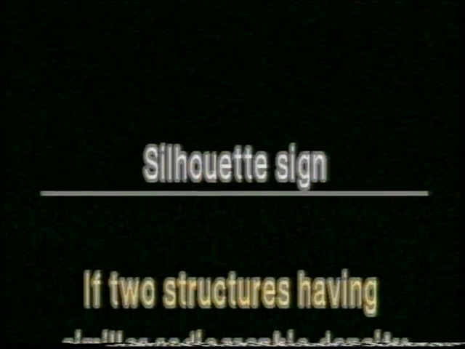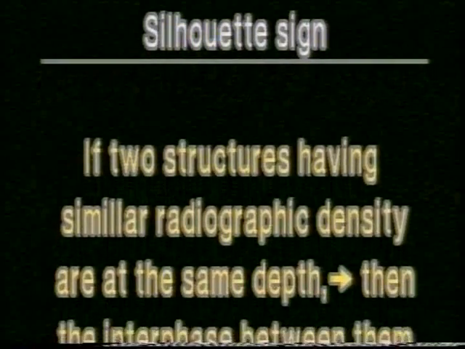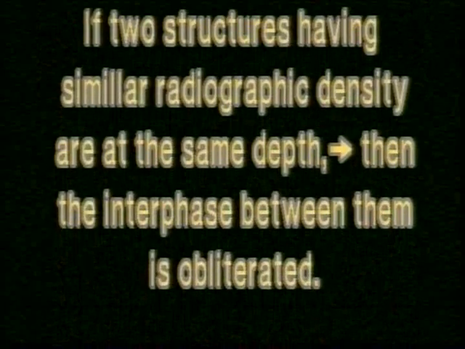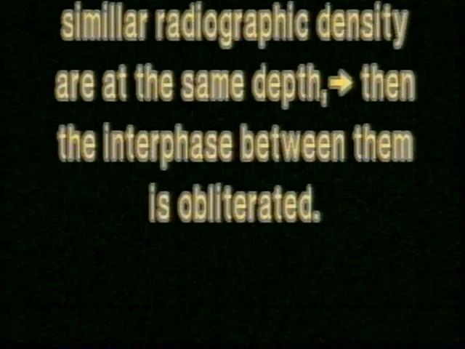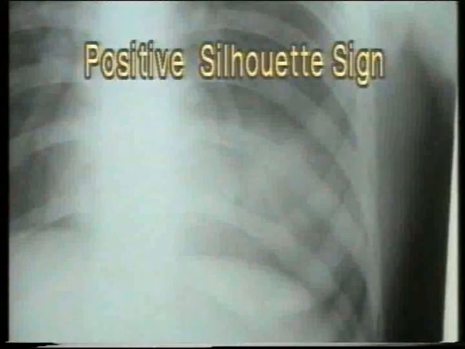One must also know about the silhouette sign to be able to identify the lobe affected. Silhouette sign states that if two structures having similar radiographic densities are in contact with each other, that is at the same depth, then the interface between them is obliterated. But if they are at different depths, then they are seen as separate structures with their borders.